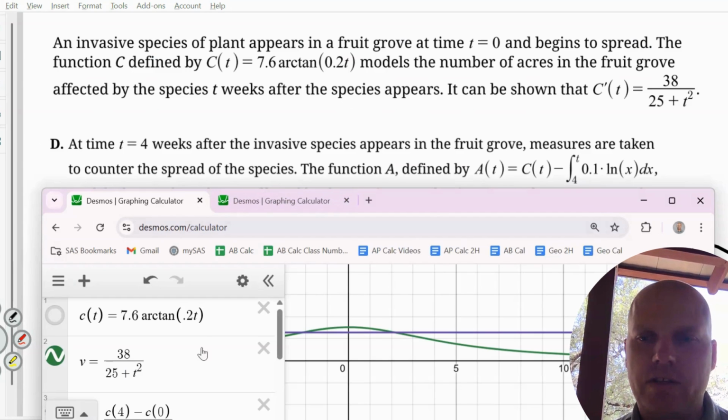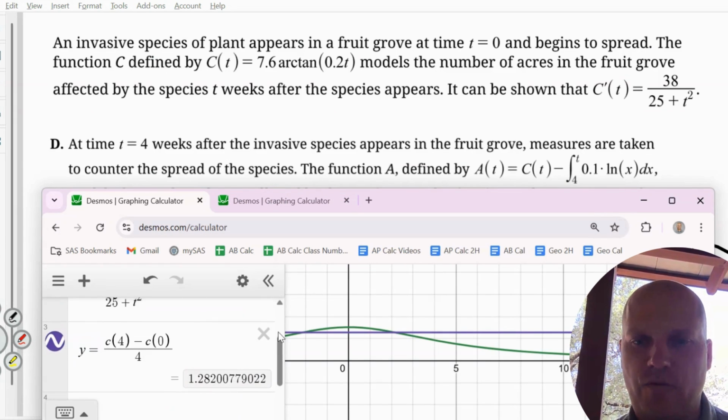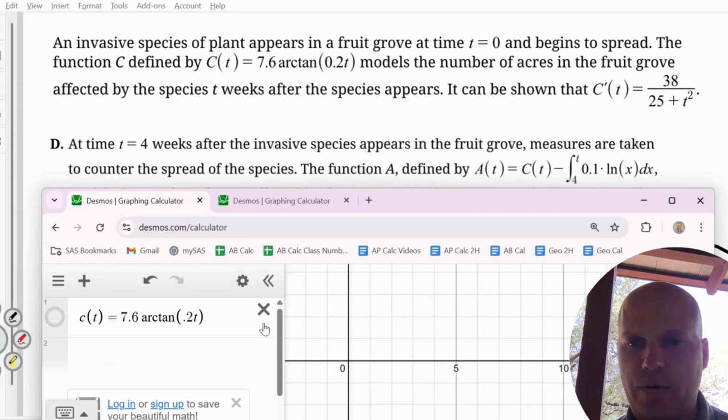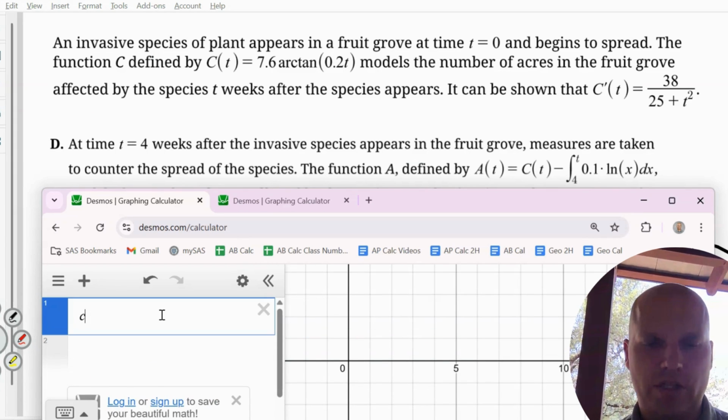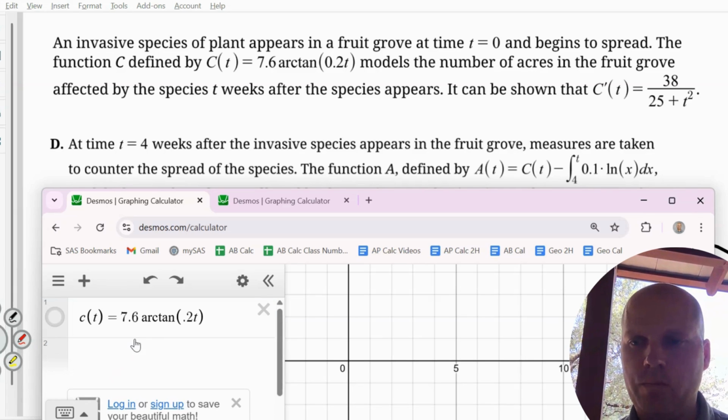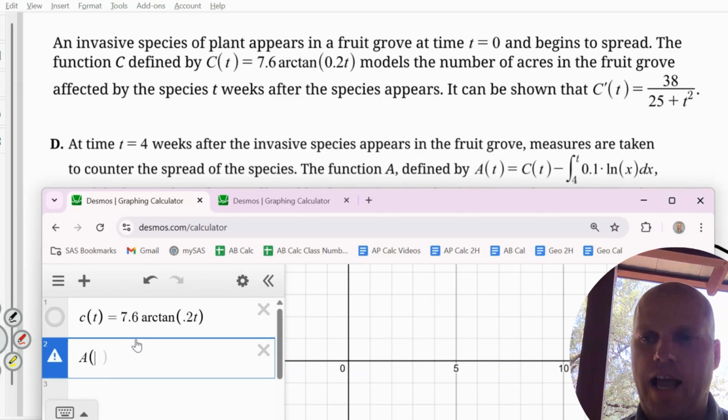The reason why this question upsets me is the following. I'm just going to get rid of everything that we have and just look at, well, I do need C. So let's bring C back. Okay, cool. I'm going to say, hey, let me look at A.